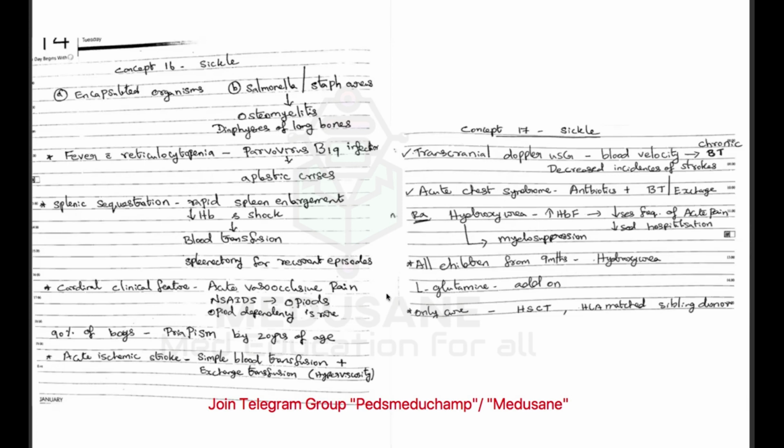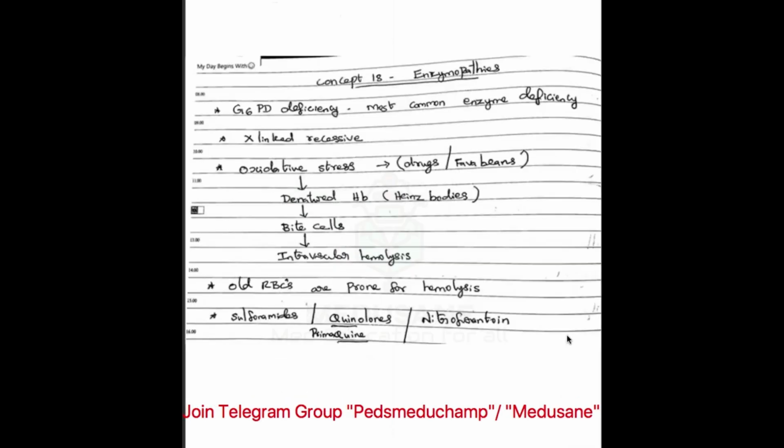Okay, as an add-on, we can add L-glutamine. Remember, we said glutamate is replaced by valine. Similarly, remember this term also, L-glutamine can be used as an add-on to hydroxyurea. But the definitive cure, just like thalassemia, for sickle cell is going to be hematopoietic stem cell transplantation. So an HLA matched sibling donor for hematopoietic stem cell transplantation. So the last slide, I think 10 minutes we were gone.